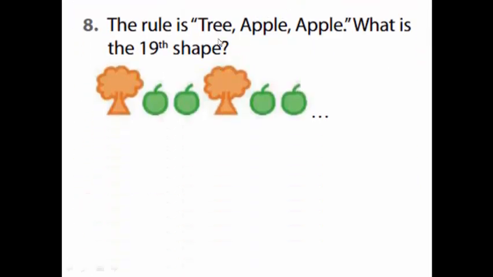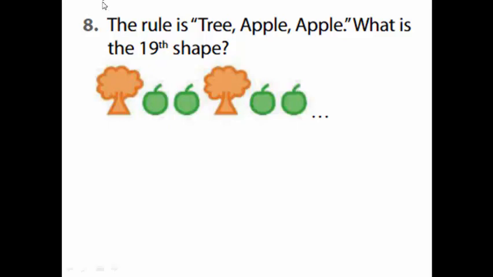So here is another example. I have here the rule tree, apple, apple. What's the 19th shape? Which one will be number 19? I have 2 ways. The first way is repeating and counting, but you can use this method only with small numbers like 19, 29, 31. With large numbers you cannot. You have to use division. It will be much easier.